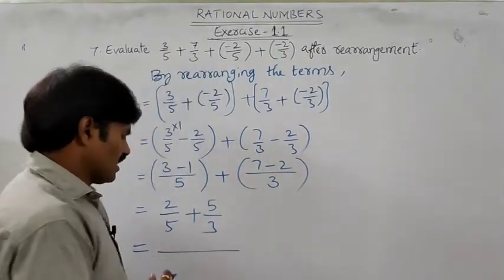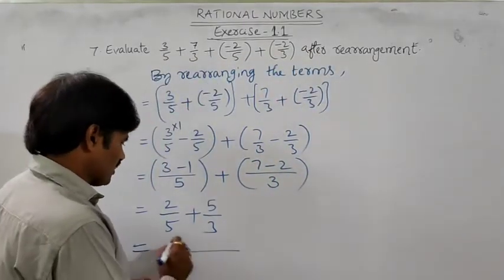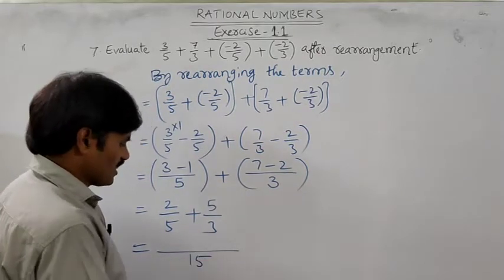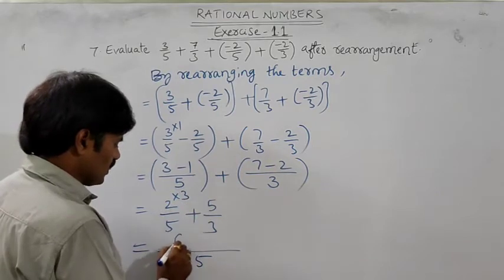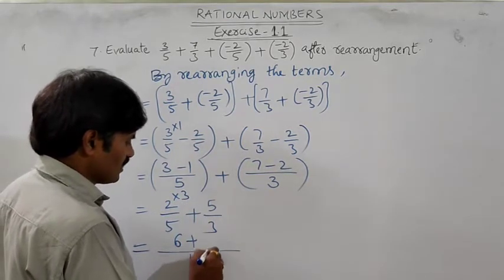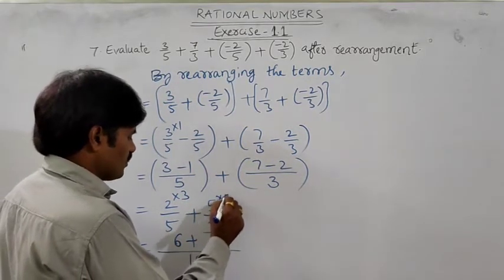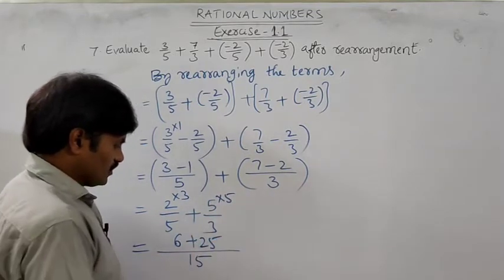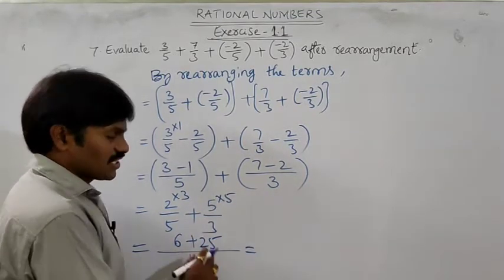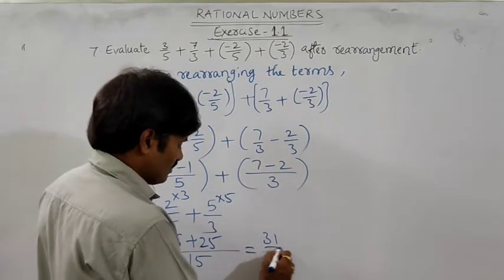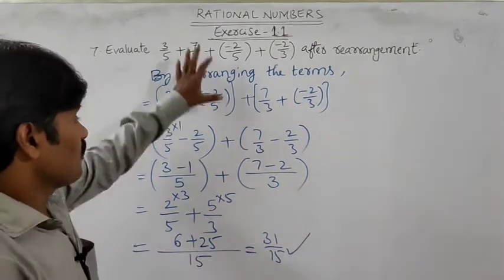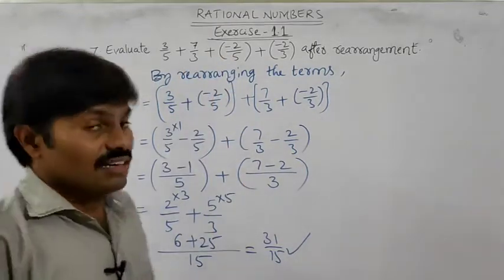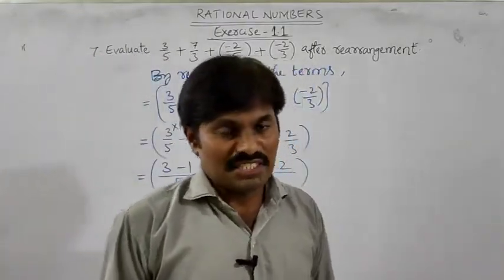So here 5 comma 3 have no common factor other than 1, so their LCM is their product itself. So 5 divides 15 3 times. So 2 into 3, 6, plus 3 divides 15 5 times. So 5 into 5, that is 25. If we simplify, we get 6 plus 25, 31 by 15. So this is the simplification of the given numerical expression.